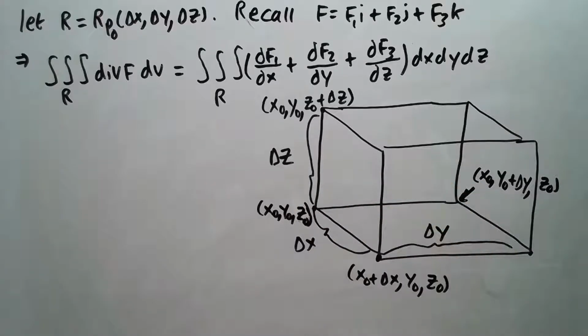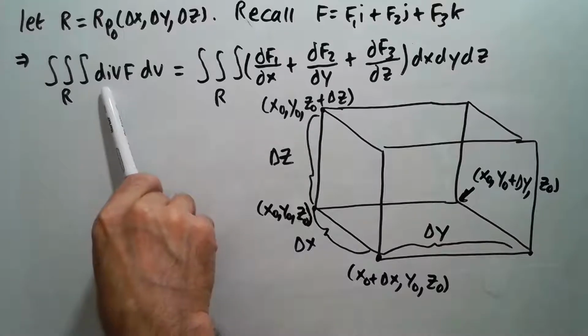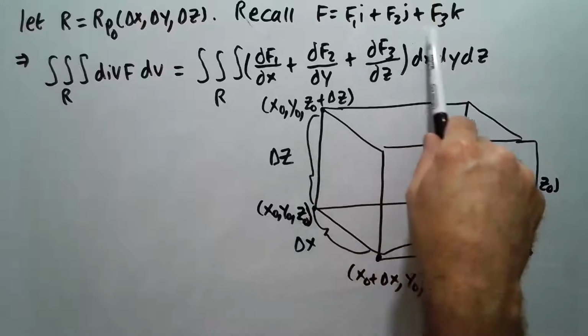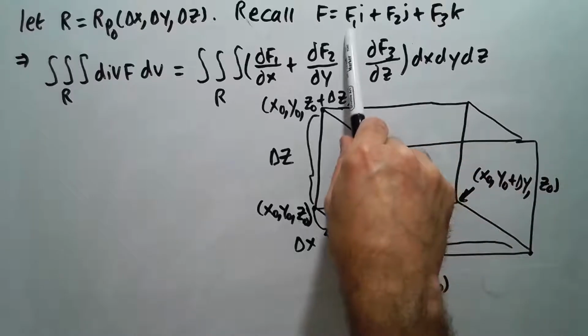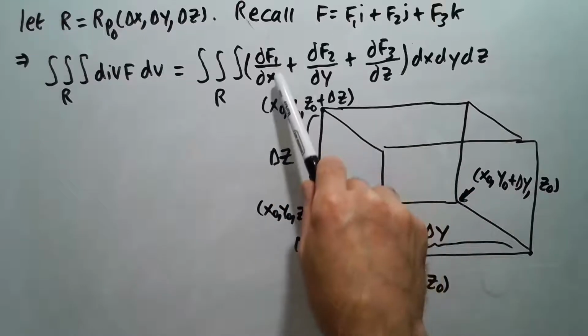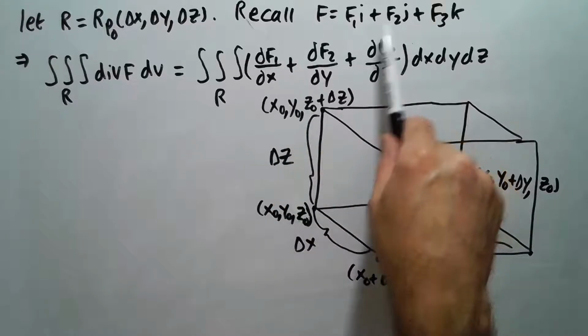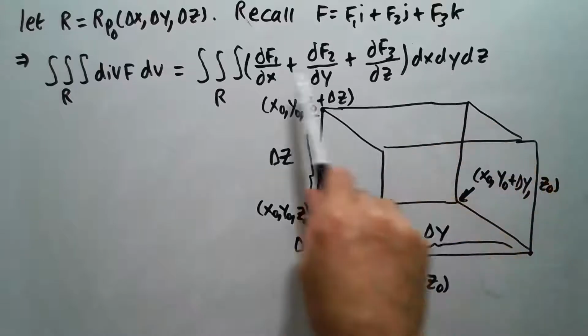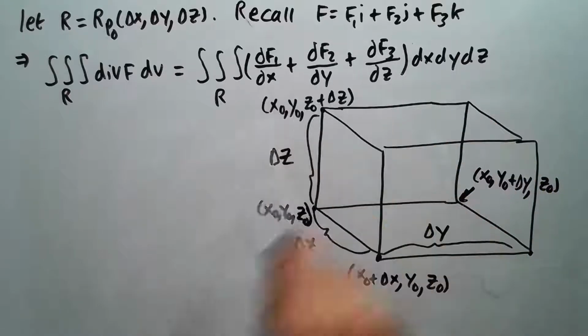Okay, and recall also the divergence by definition. So here's my vector field up here. So it's going to be the f1 component function partial derivative with respect to x, f2 function partial derivative with respect to y, f3 function partial derivative with respect to z. So that's my divergence definition.